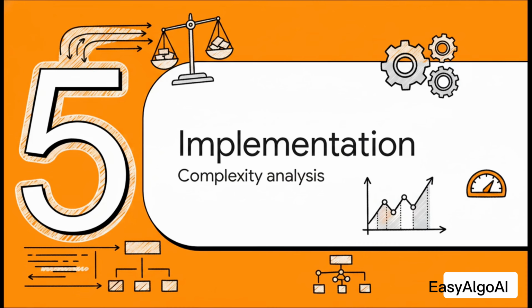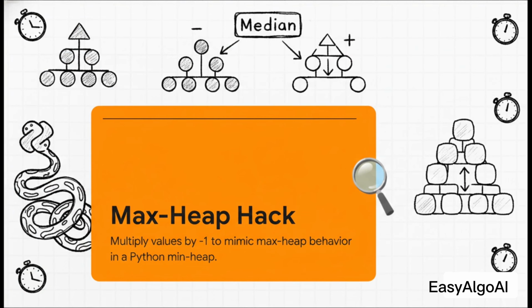Section 5. Implementation and complexity. I've got to share a really fun little implementation quirk here, especially for the Python devs tuning in. Python's standard library actually comes with a built-in heap queue, but it only creates min heaps by default. There is literally no built-in max heap. So engineers use this very clever, kind of funny hack.